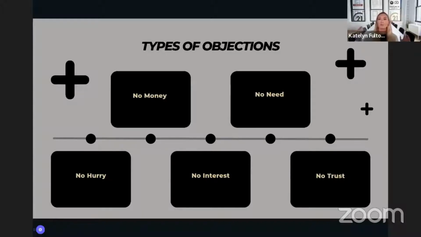If you can come up with 10 objections as you go into your business, start to write them down in the notes section on your phone. Be like, okay, that's a common objection. Then you're going to start to come up with your own scripts for them as well. But the five most common types of objections that you're going to hear are no money, no need, no hurry, no interest, and no trust. Can anyone think of any other ones that I'm missing? Or do you agree with these?